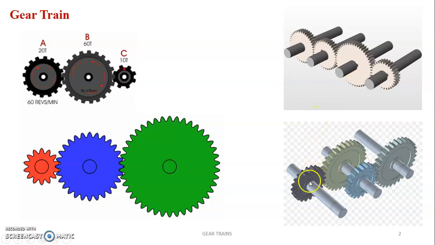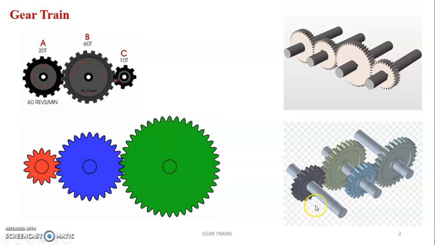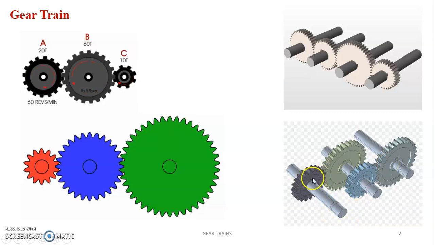Even in this example, we can see this is the input shaft where the drive is given to the last shaft. When this shaft rotates, it rotates the black gear, which is in mesh with the greenish gear. Since the greenish gear and the blue gear are on the same shaft, to whatever speed this shaft rotates, the same speed this gear also rotates. Since this blue gear is in mesh with the other gear here, it transmits the power over here.